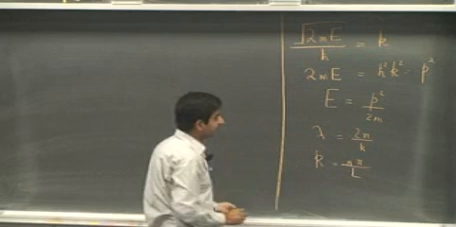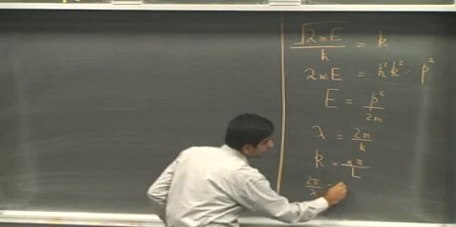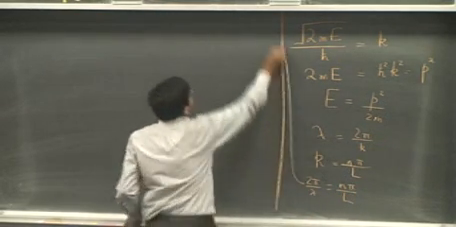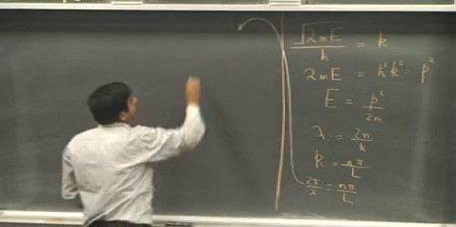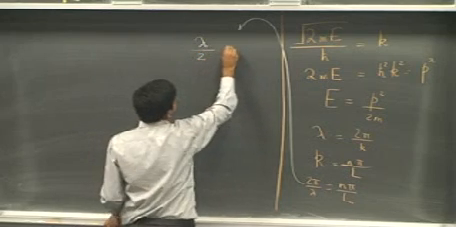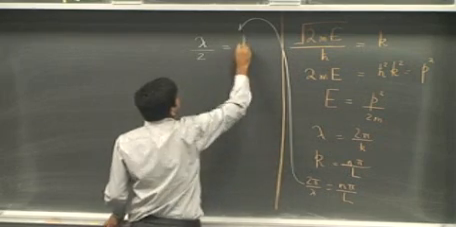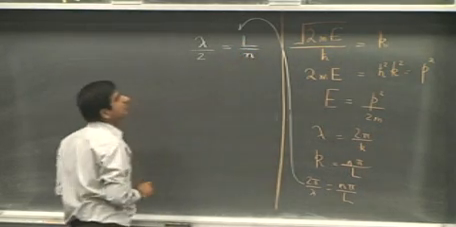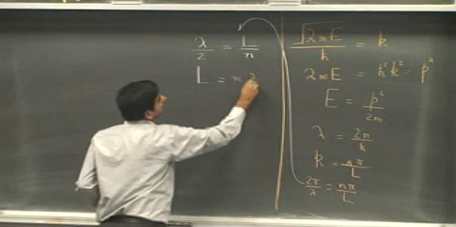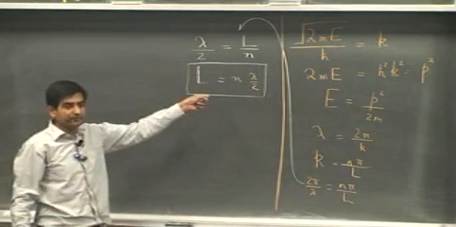What does this mean? This means that 2 pi over lambda has to be equal to n pi over L. What does this mean? This means that lambda over 2 equals L over n. What does this mean? This means L equals n lambda over 2. Now does this relationship look familiar?